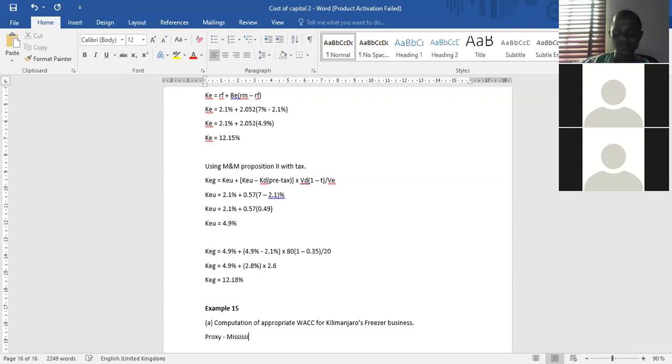Mississippi, Limpopo, Zambezi, and Nile. These are all proxy companies that we are going to use.